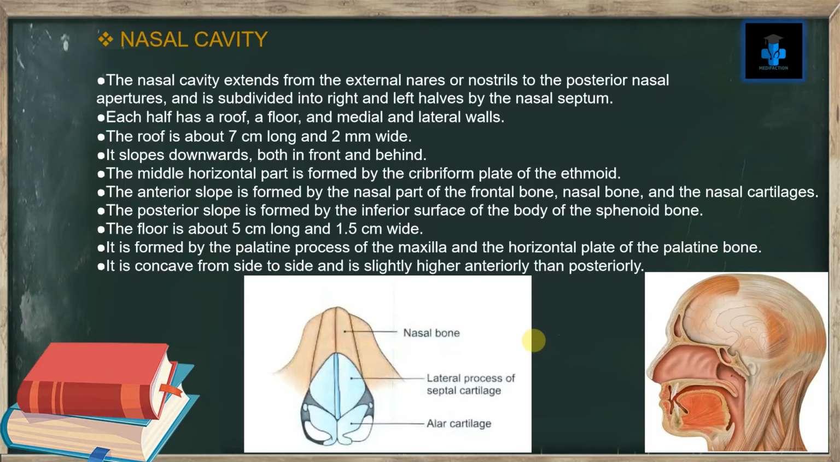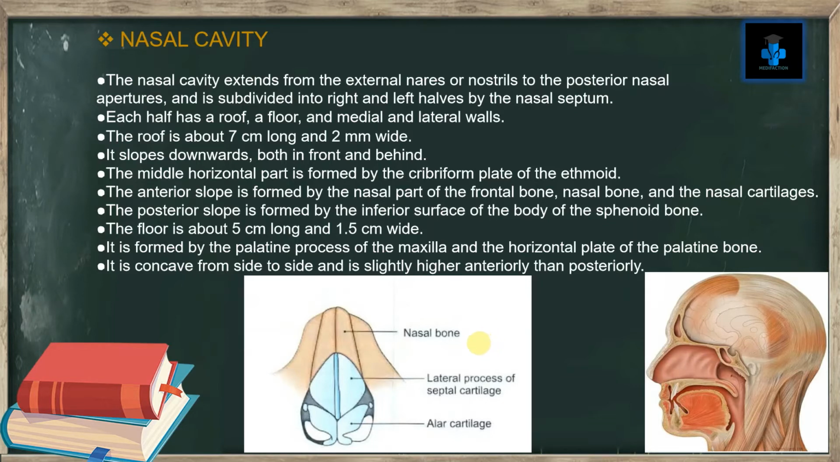The middle horizontal part is formed by the cribriform plate of the ethmoid bone. The anterior slope is formed by the nasal part of the frontal bone, nasal bone, and the nasal cartilages. The posterior slope is formed by the inferior surface of the body of the sphenoid bone.